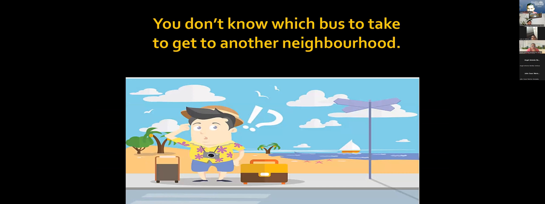You don't know which bus to take to get to another neighborhood. How would you make an indirect question? Could you tell me what is the bus route? Could you tell me what is the correct bus? What I have to take? You are making two questions in one. You need to switch the position of the verb to be after the subject. Try one more time. You can do it.